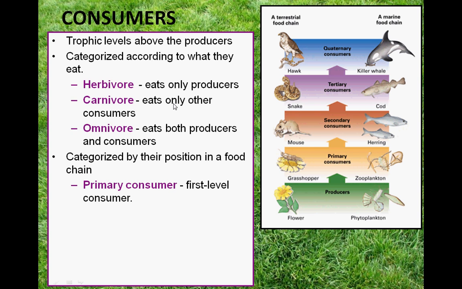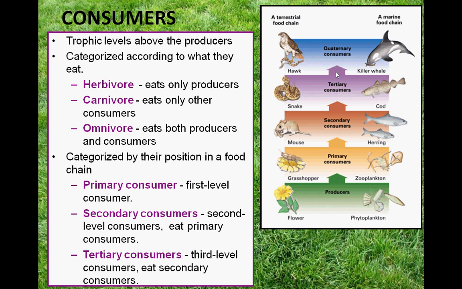These are all what we call trophic levels. So primary consumer is a trophic level. Herbivore, carnivore, and omnivore are not really trophic levels; they just talk about what they eat. But when we talk about a trophic level, we're talking about the terms you see right here on this diagram, where it says primary consumer and so on. And like I mentioned, each one of those eats the one before it.